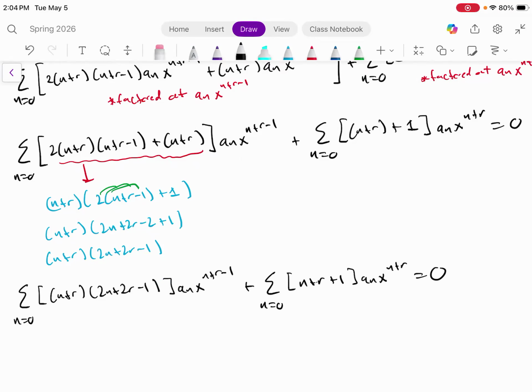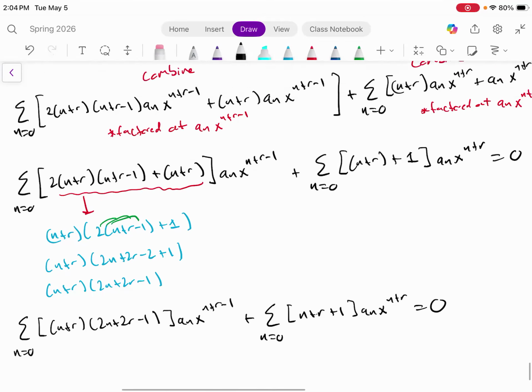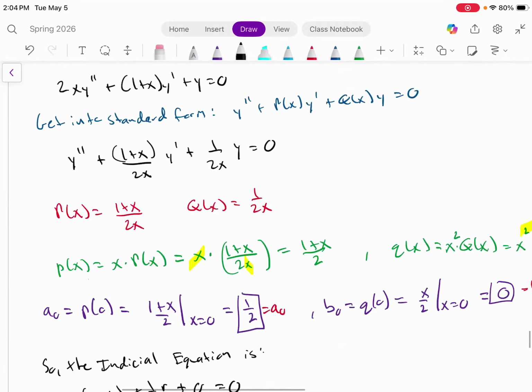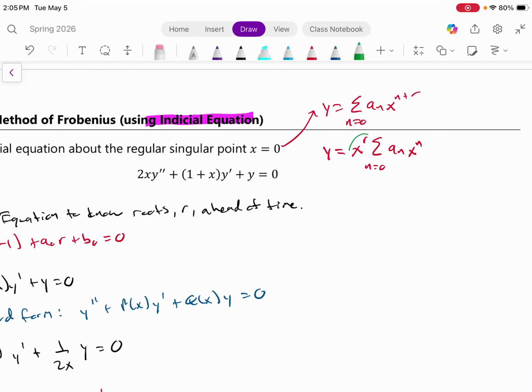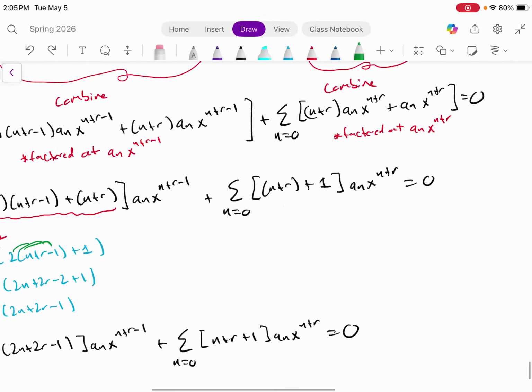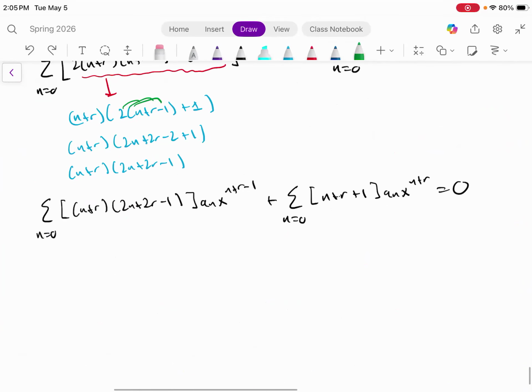Okay, great. So remember what we want to do is get a solution, right? But we also want to get a solution where it's like x to the r times a power series. All right, so what I want to do here is factor out an x to the r.